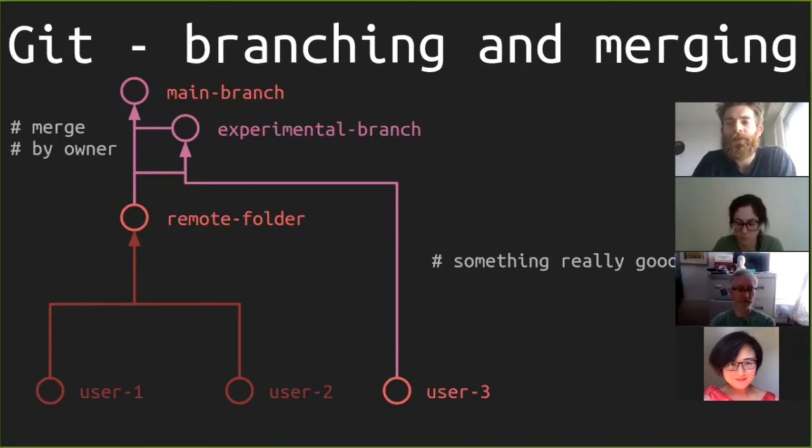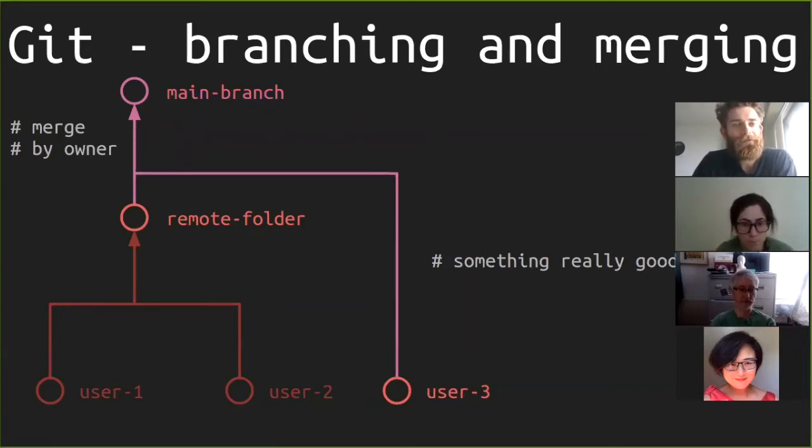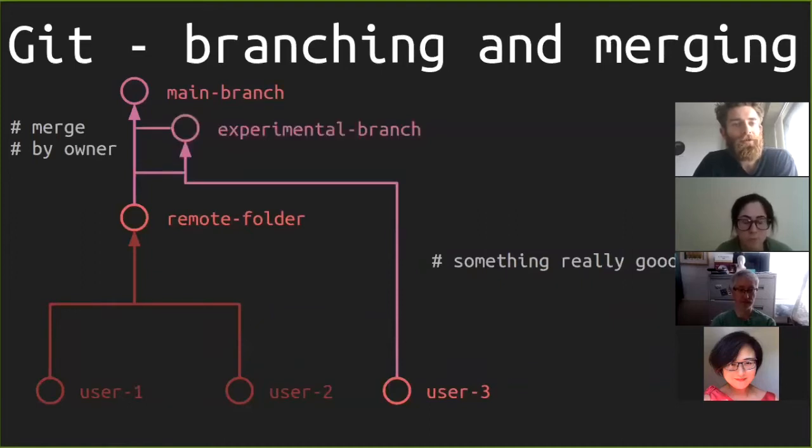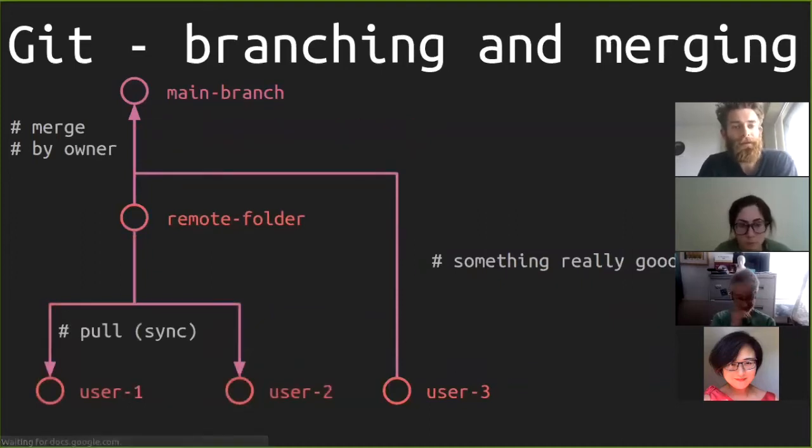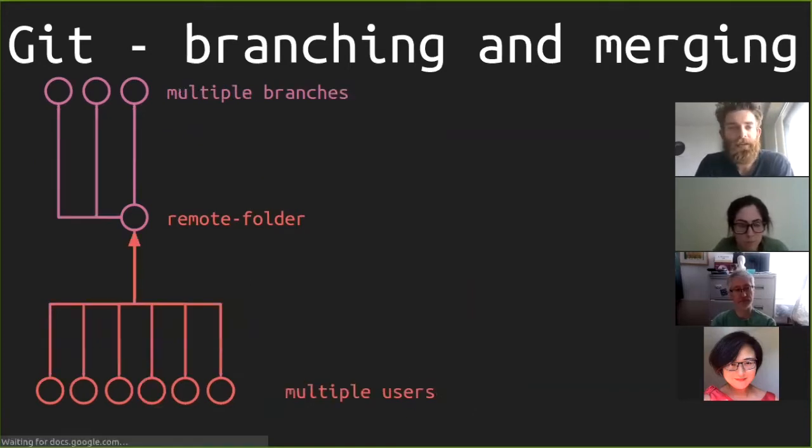Sometimes this is referred to as pulling changes into your own branch. I'm going to use those two terms fairly interchangeably, I think. So the merges are authorized by the owner, and from then on user 1 and user 2 can synchronize their own versions to the main versions with the updates. That's a simple use case of it.